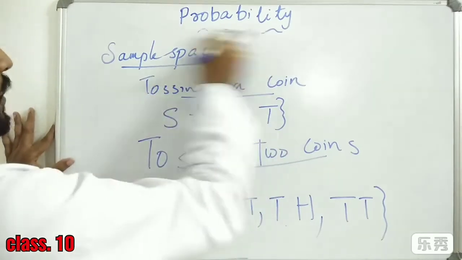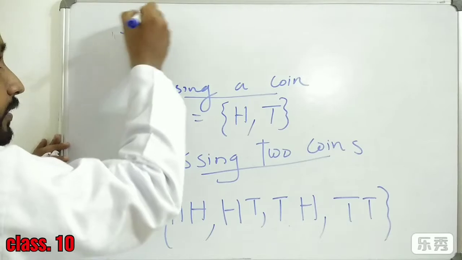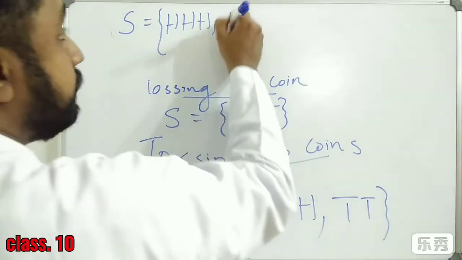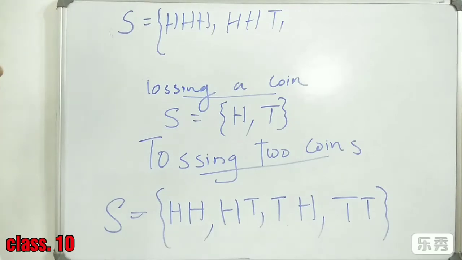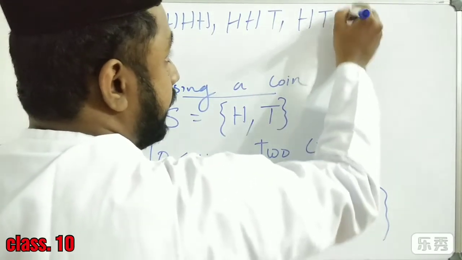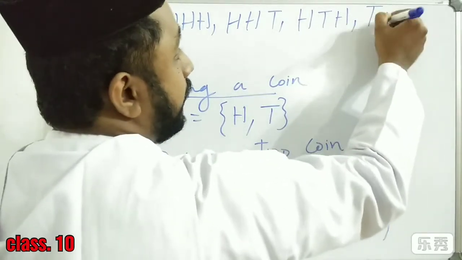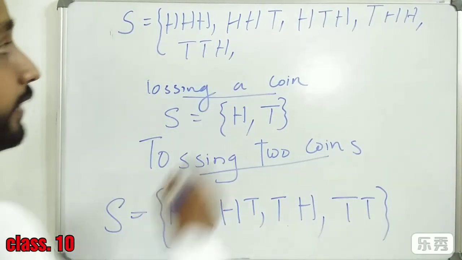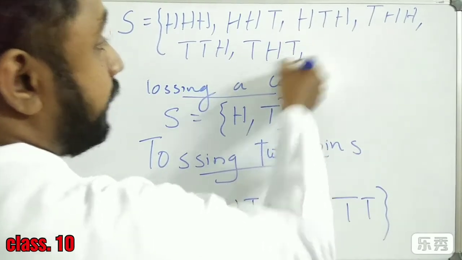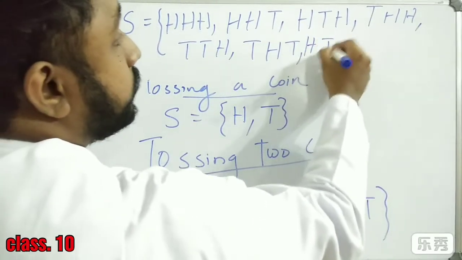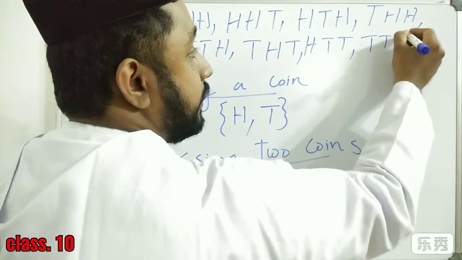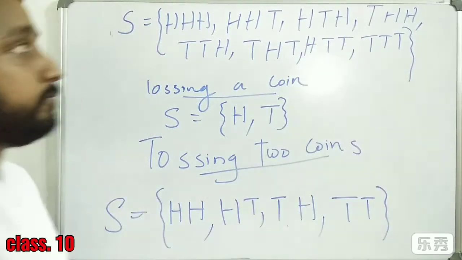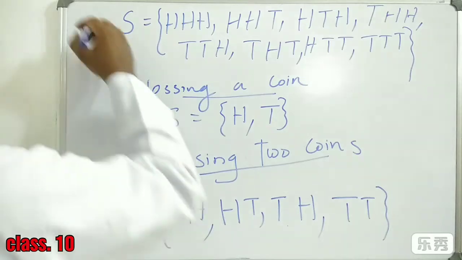Now tossing three coins. Let us write the sample space. All heads, this is the first one. Then first two heads, then tail. Then first head, second tail, third head. Next one, first tail, other two heads. Then first two tail, last one head. Then first tail, then head, then tail. Then first head, other two tail, or all are tail. These are the outcomes: 1, 2, 3, 4, 5, 6, 7, 8. So there are 8 outcomes. This is tossing 3 coins.